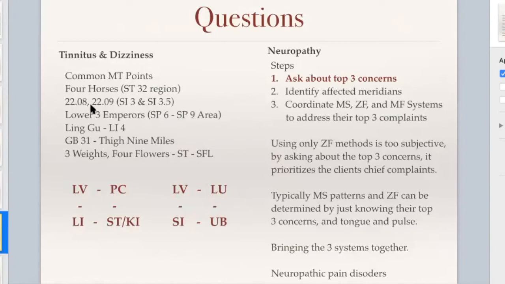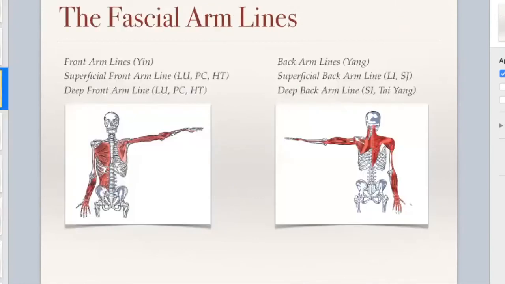Now, another common group of points that came up were 22.08 and 22.09 on the small intestine meridian and on the deep back arm line. And this is why it's important to ask about the top 3 concerns too. Let's say a client has a primary concern of tinnitus, but a secondary concern of neck and cervical conditions, and it's involving the small intestine meridian. Guess what points I'm going to use then? I'm definitely going to use these.